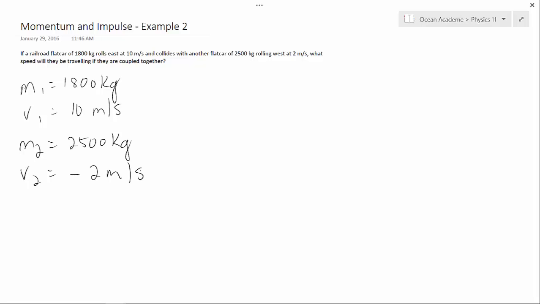Now, conservation of momentum tells us that what happens before equals what happens after. So before, we've got m1v1 plus m2v2, and then after, they are coupled together. So the masses come together, and we have one velocity.